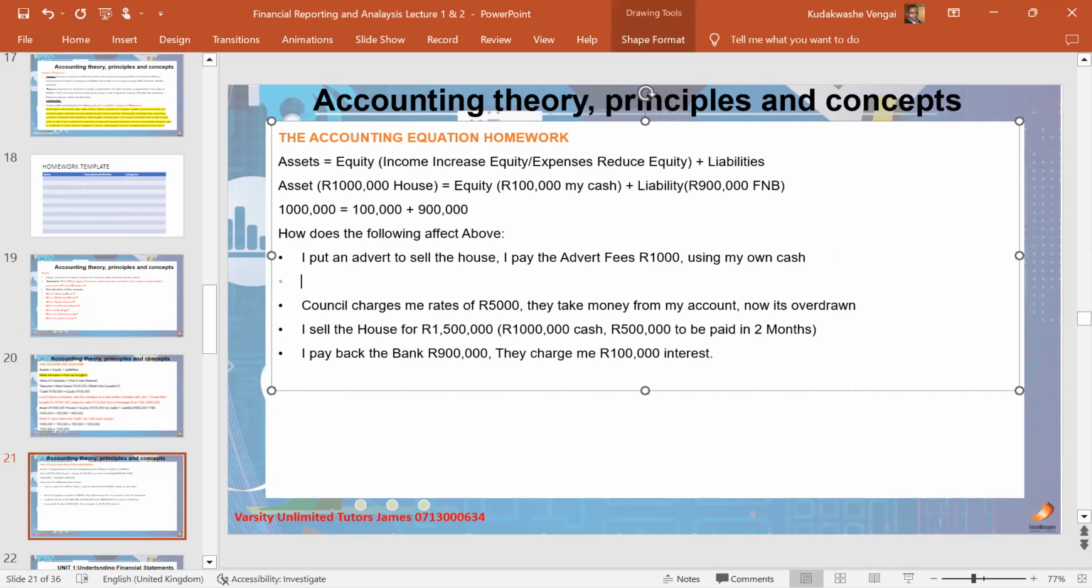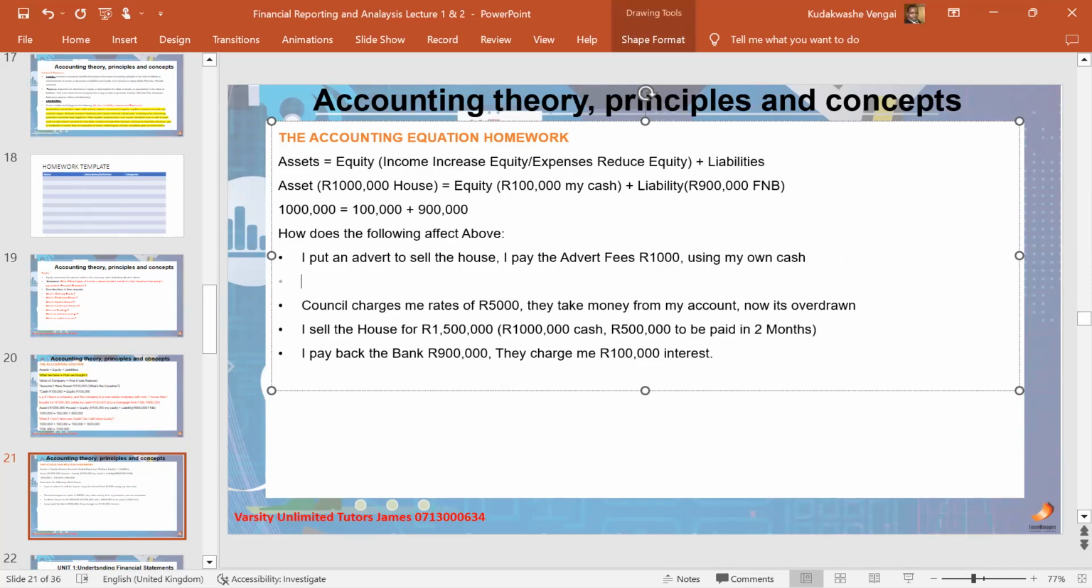So in this business, let's say that I want to sell the house. What do I do to sell the house? I have to put an advert, and that advert is going to cost me 1,000 rand. But guess what? If you check my bank account, I have zero money in my bank account, right?